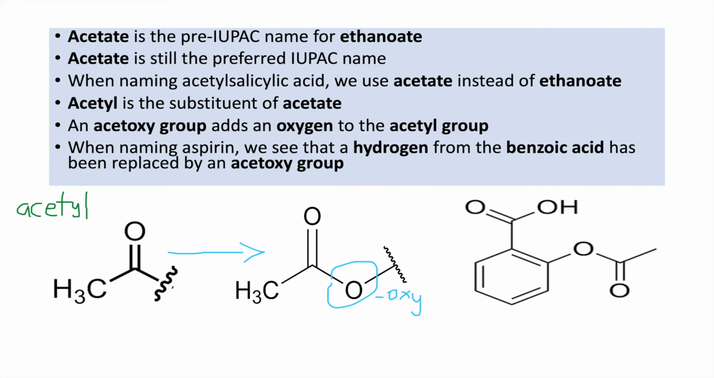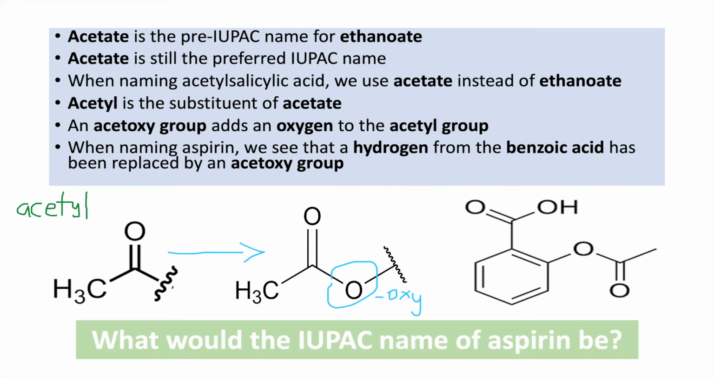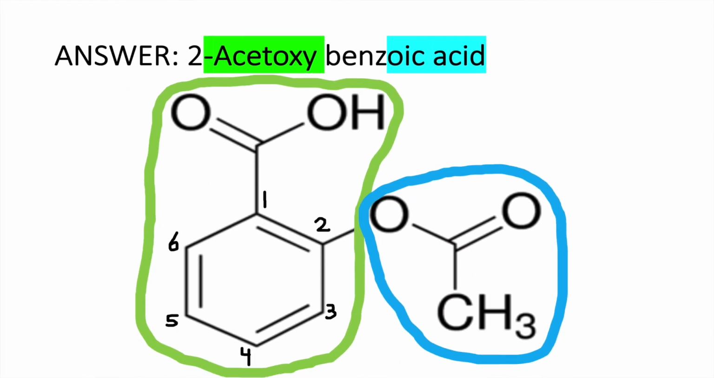Looking at the complete structure, we see that the alkoxy group, known as acetoxy, has replaced the second hydrogen on a benzoic acid structure. So we can determine that the official IUPAC name for aspirin is 2-acetoxybenzoic acid.